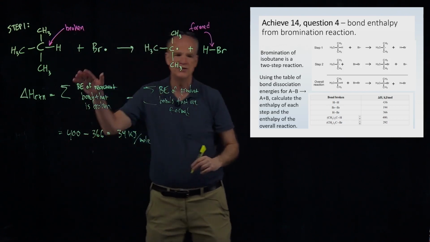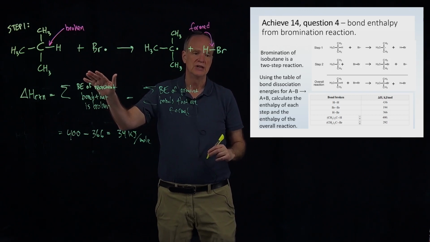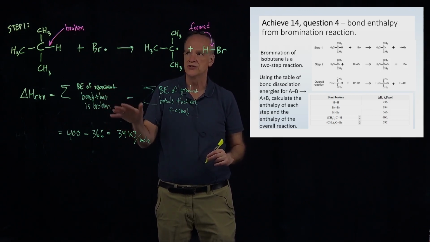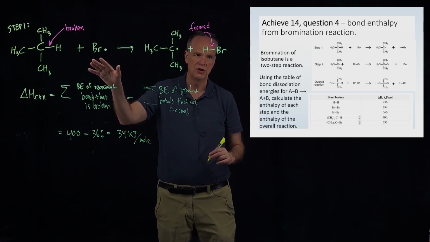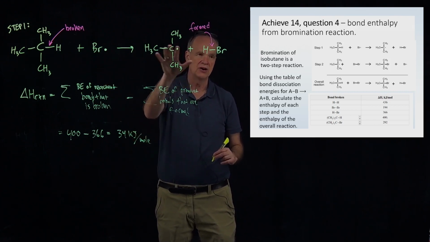So what I did here for step 1, you should do for step 2. And then what you can do in the overall equation is you can solve it by noticing in the overall equation on the reactant side all the bonds that are being broken and subtract from them on the product side all the bonds that are being formed.